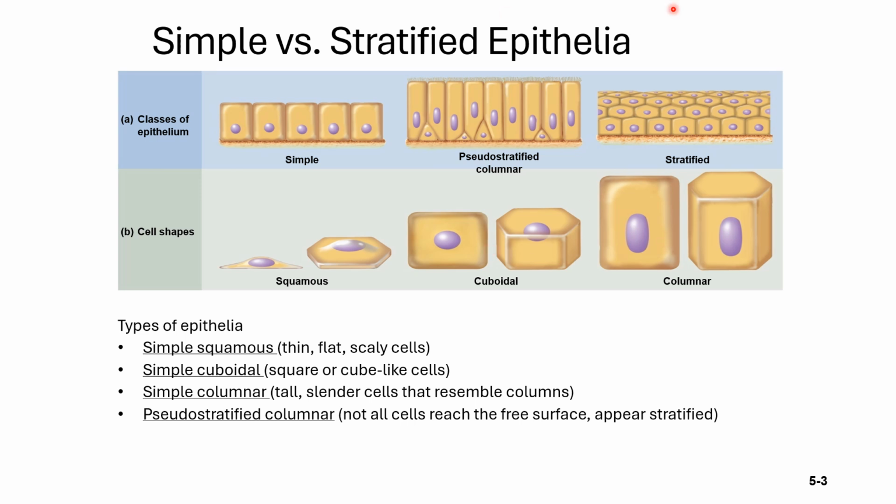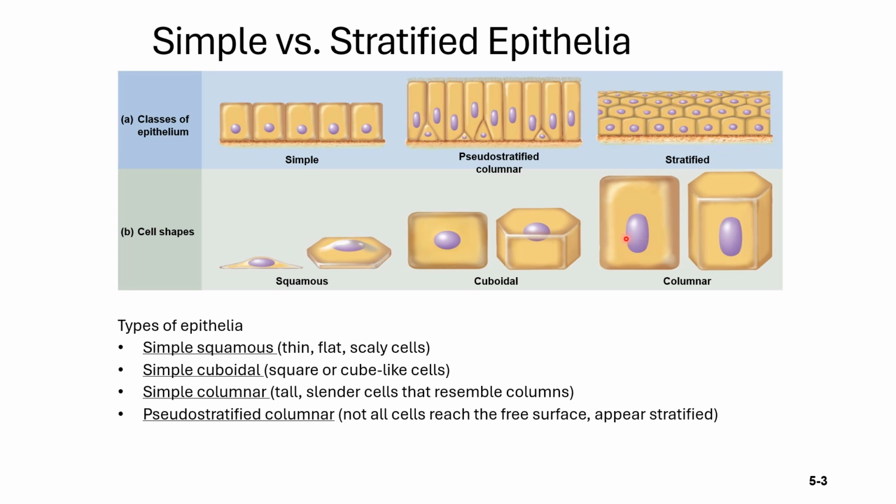The other type of epithelium is a stratified epithelium. The stratified epithelium consists of 2 or more layers, 2 or more rows of cells. So if you look at the basement membrane, you find that only the deepest layer of cells touch the basement membrane. So that is a stratified epithelium.